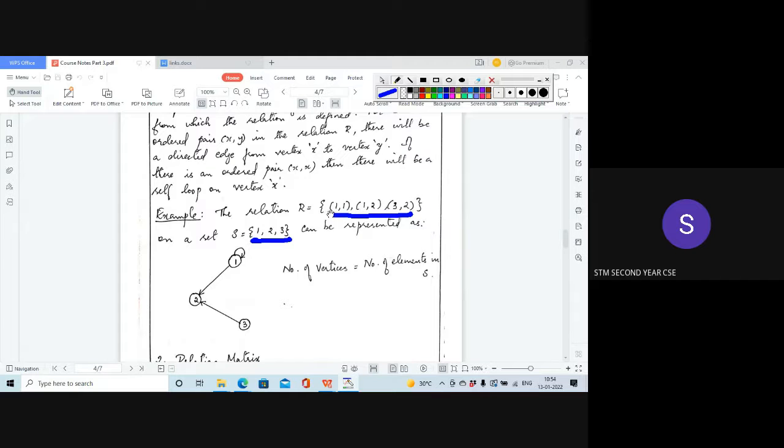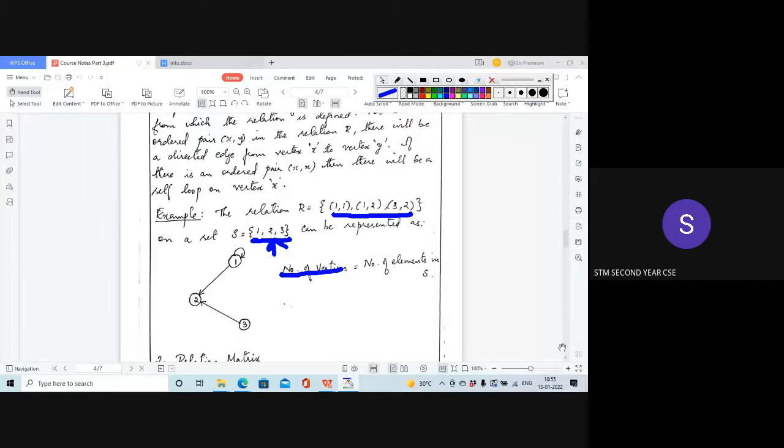given in the relation. The first ordered pair is 1, 1. So you draw a directed edge from 1 to 1. Second ordered pair 1, 2. So you draw a directed arrow from 1 to 2. Third is 3 to 2. So draw a directed edge from 3 to 2. So here the number of vertices in this directed graph will be equal to the number of elements in the given set S. Okay. So that is clear to you.